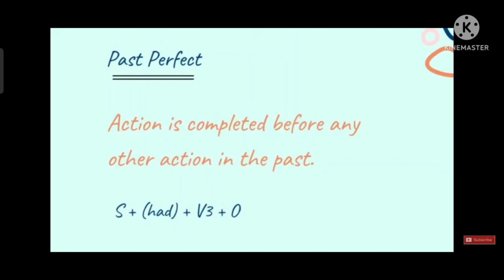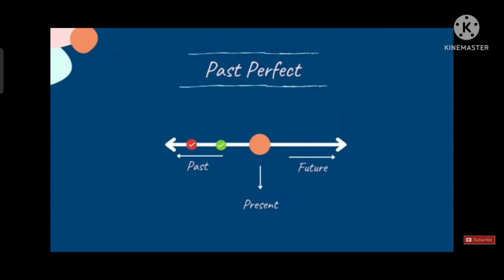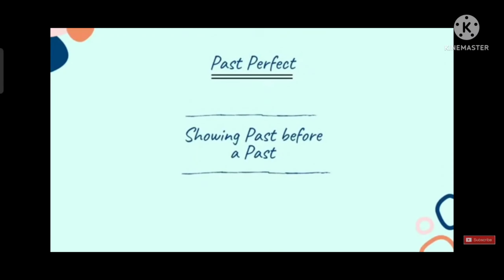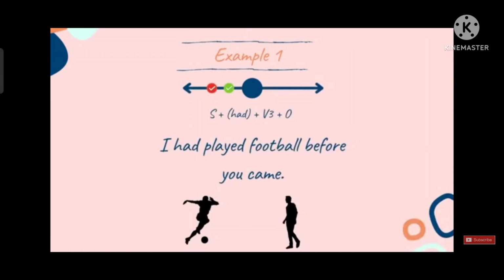Let's understand its placement in the timeline. In this timeline, the action completed in the past is represented by a red tick until another action happened, which is shown by a green tick. The main use of past perfect tense is to show past before a past. Let's look into examples of it.